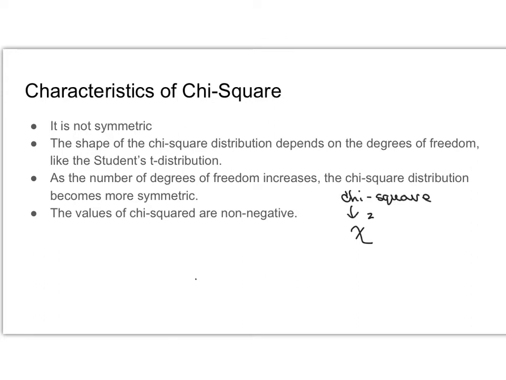And chi-square is our test statistic. Remember, we calculated z-scores and compared them. That's one test statistic. We've calculated t-scores. That's another test statistic. And this is chi-squared, another test statistic.